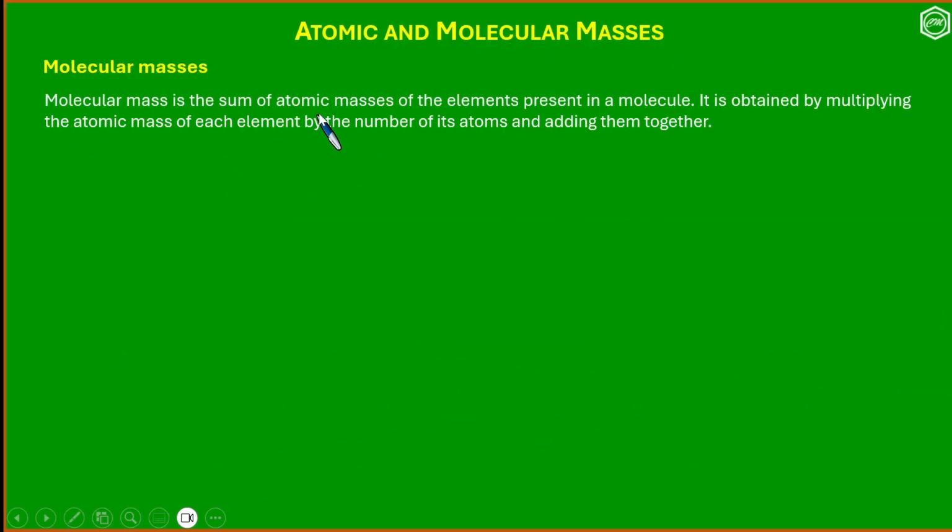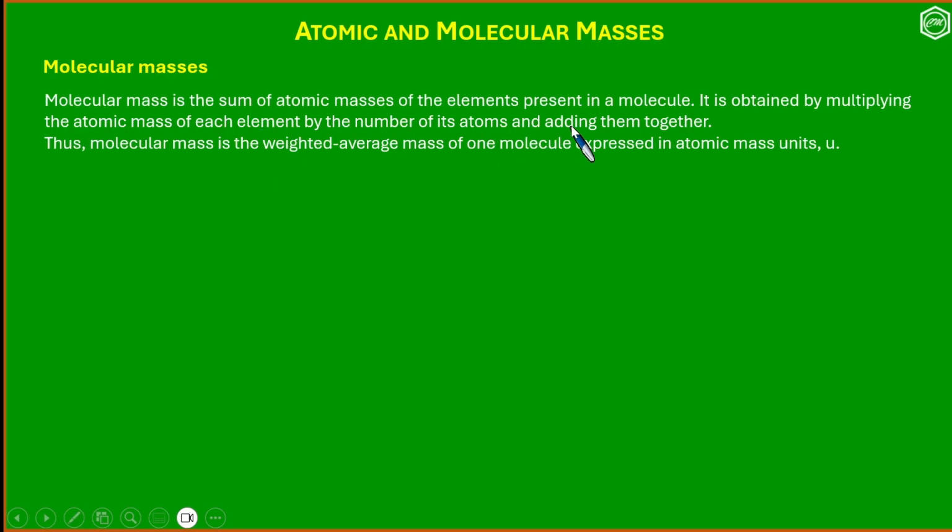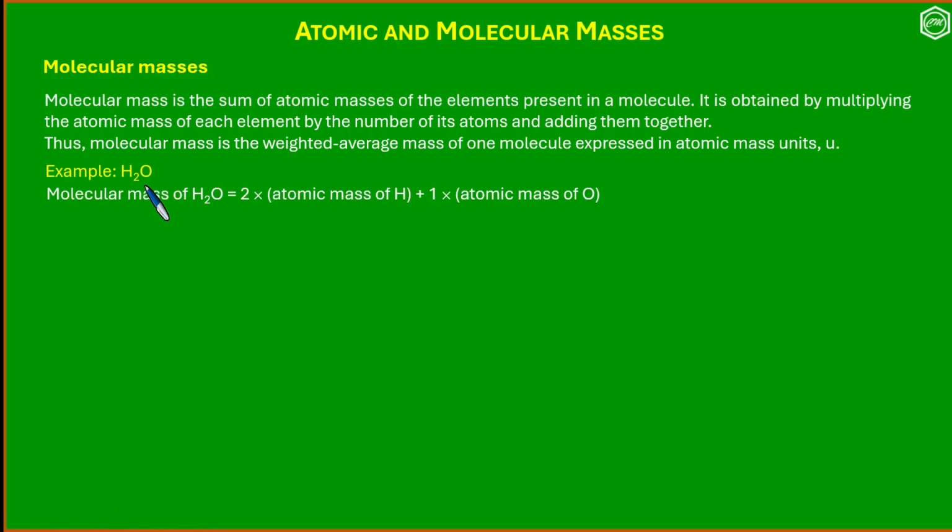Atomic and molecular masses. Molecular mass is the sum of atomic masses of the elements present in a molecule. It is obtained by multiplying the atomic mass of each element by the number of its atoms and adding them together. Thus, molecular mass is the weighted average mass of one molecule expressed in atomic mass unit U. For example, take water. Water contains 2 hydrogen atoms and 1 oxygen atom.